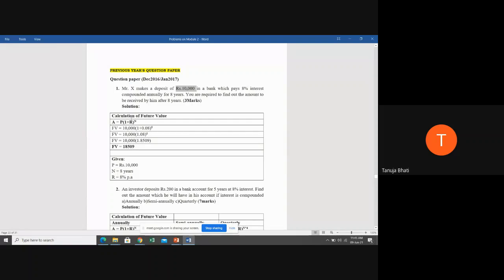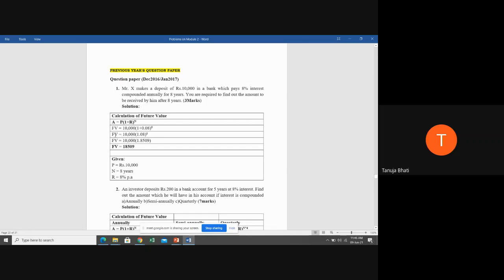We know that to calculate the future value of a single cash flow, the formula is A equals P(1 + R)^N. Since it is annually, that means yearly, you are going to keep R and N as they are. I told you A is also denoted by future value, and whatever formulas we have seen for compound interest are the same as future value, because even in compound interest we are finding the compounded amount, and the formula remains the same.